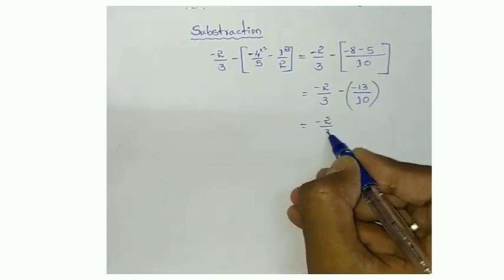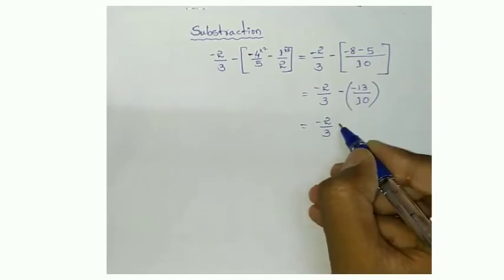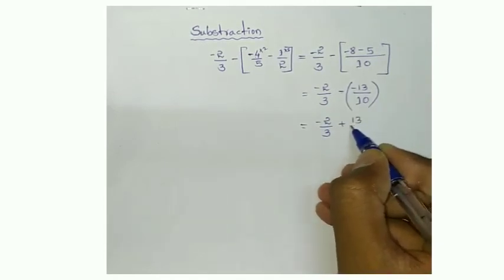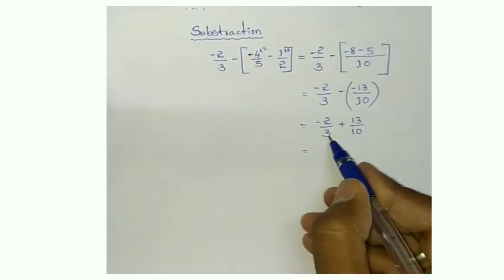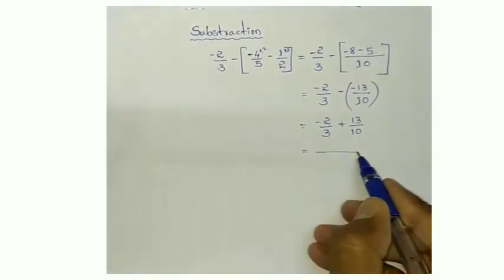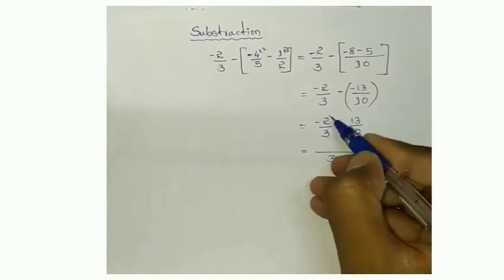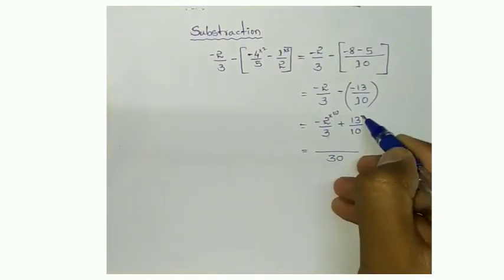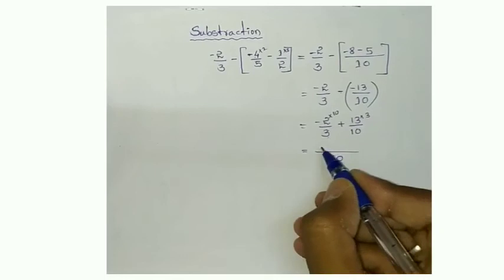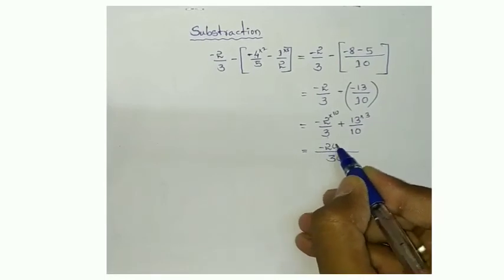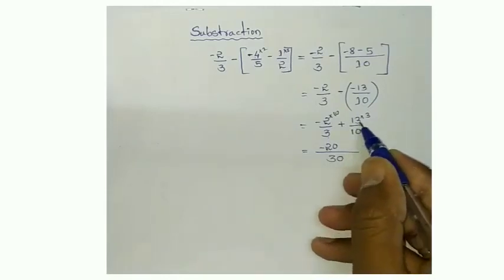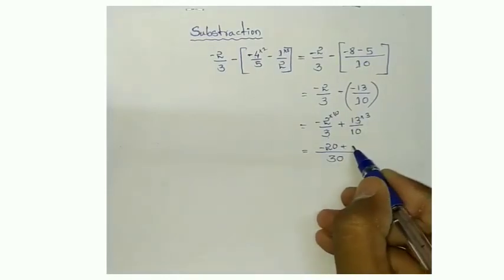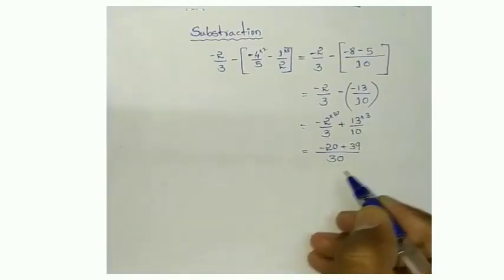Again here, minus 2 by 3 plus 13 by 10. So how much will we get here? The LCM of 3 and 10 will be 30. 3 10s are 30, 10 3s are 30. So minus 2 into 10 will give minus 20, and here 13 into 3 is 39.